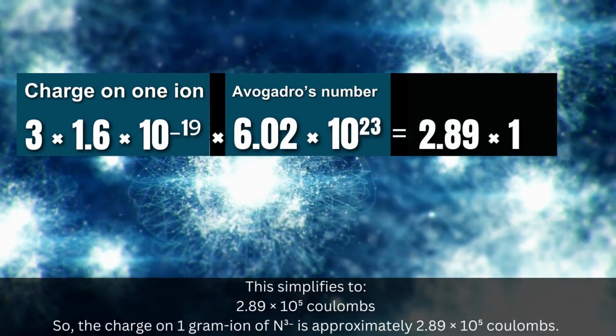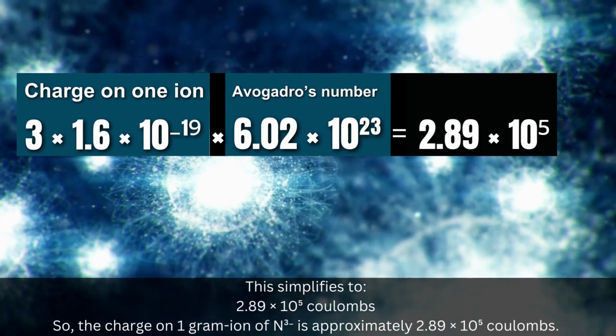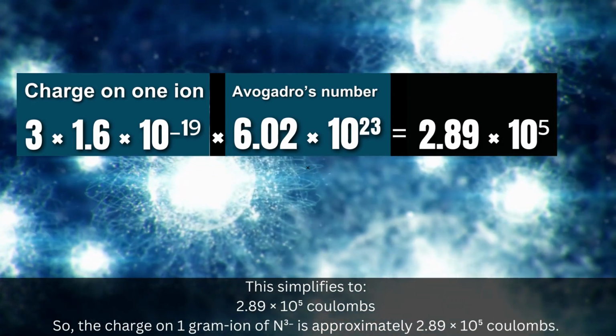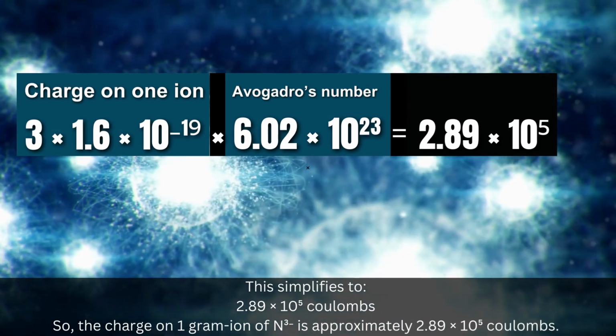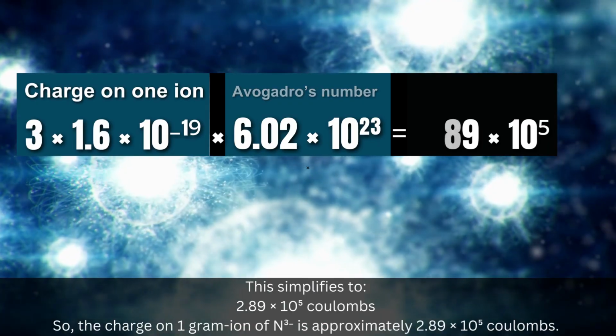This simplifies to approximately 2.89 times 10 to the power of 5 coulombs. So the charge on 1 gram ion of N³- is approximately 2.89 times 10 to the power of 5 coulombs.